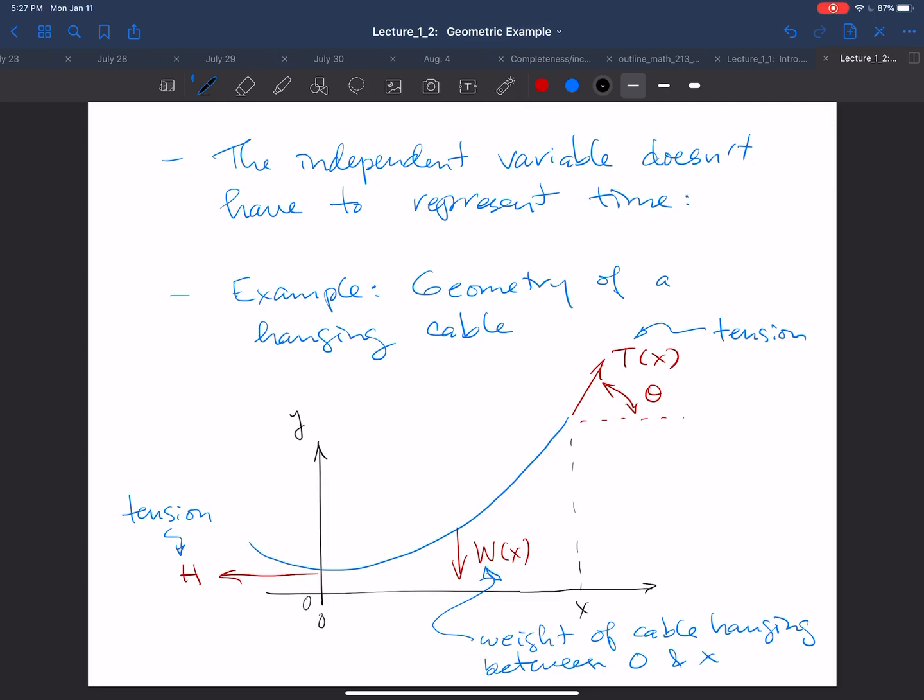And we're going to assume that the cable is level at that point where x equals 0. Here where x equals x, if you like, the tension is T of x. The tension is going to vary along the cable, so the tension T will be a function of x. And let's suppose that at this point x, the slope of the cable is given by this angle theta here. Let's say that the weight of the length of cable between 0 and x is given by W of x.